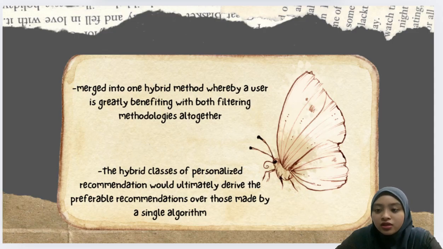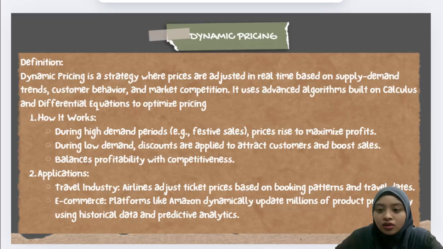Both types of filtering can be merged into one hybrid method, whereby a user greatly benefits from both filtering methodologies altogether. The hybrid class of personalized recommendation will ultimately derive a preferable recommendation over those made by a single algorithm. Next is dynamic pricing.